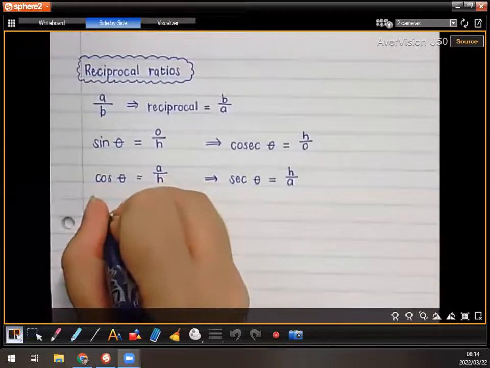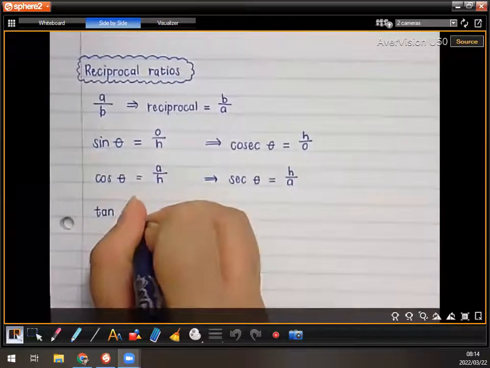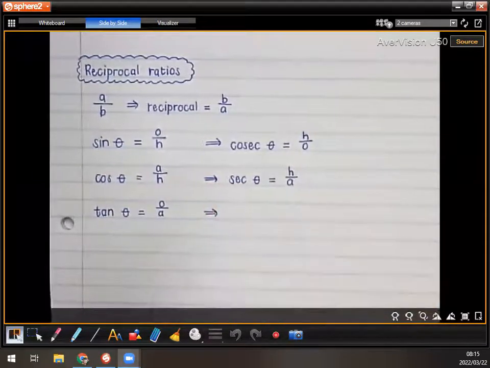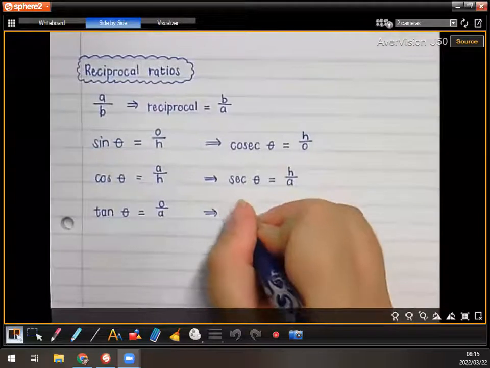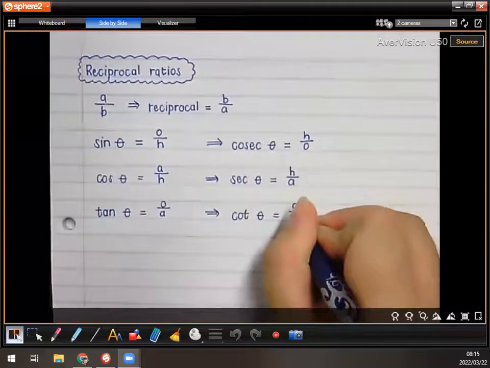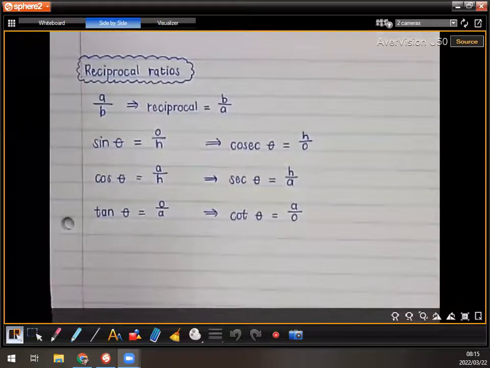The last one, tan of theta, is opposite over adjacent. The reciprocal of tan is going to be cot. And that is going to be adjacent over opposite.